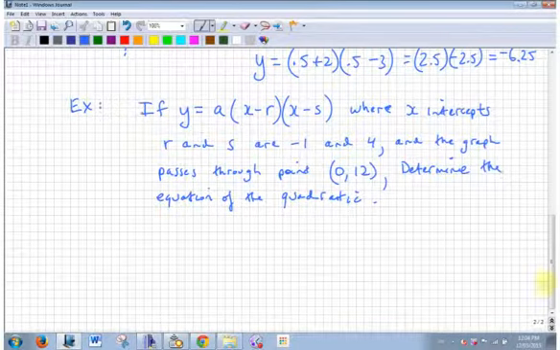Did those other examples kind of look like that form? Did it kind of look like that? They did. Only it was numbers in there for R and S.